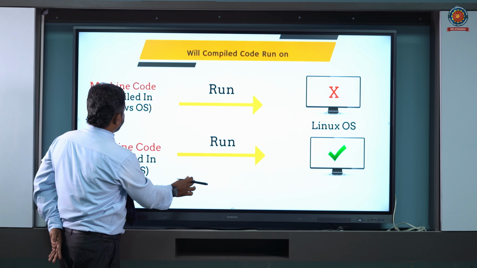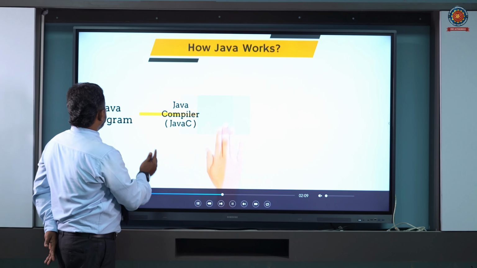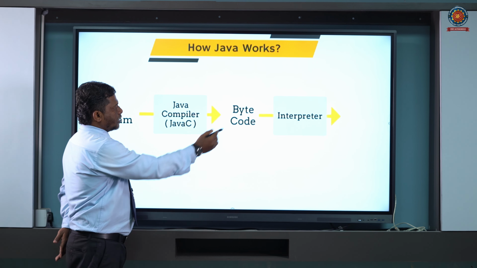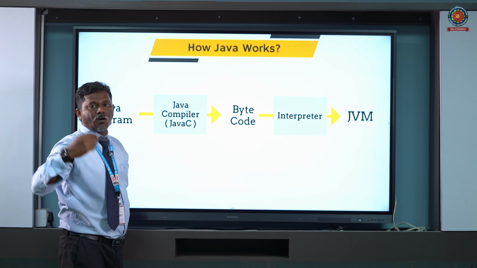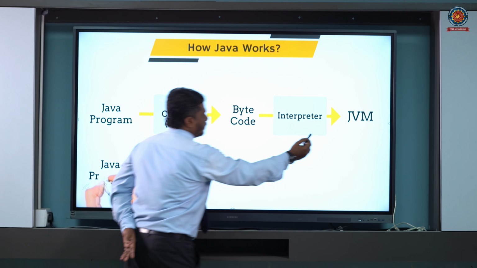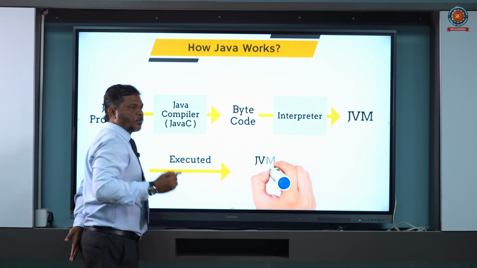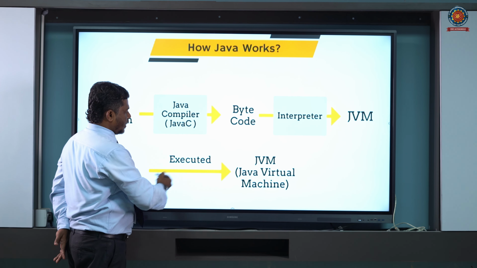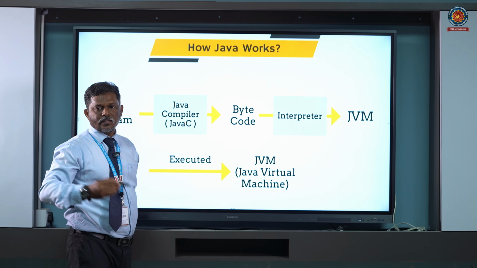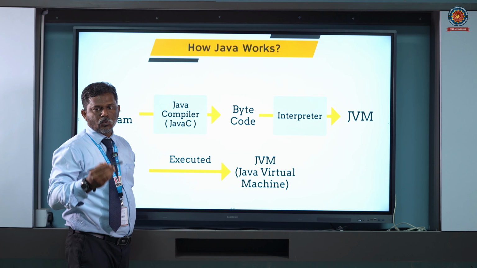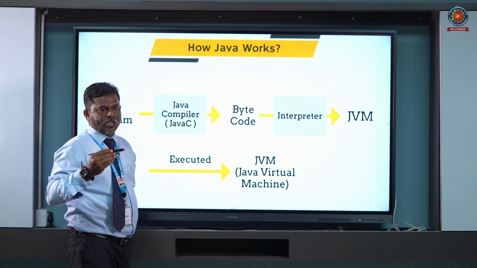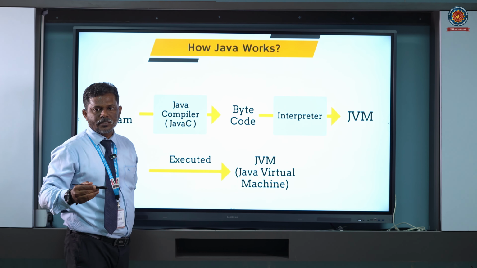So in Java what will happen? If you compile a Java program, bytecode is generated, which is then interpreted, and it will run on all operating systems, because it is supported by the JVM, the Java Virtual Machine. The JVM supports all operating systems. So it will run any program; the write once, run anywhere concept is implemented here. So Java is platform independent and object oriented.